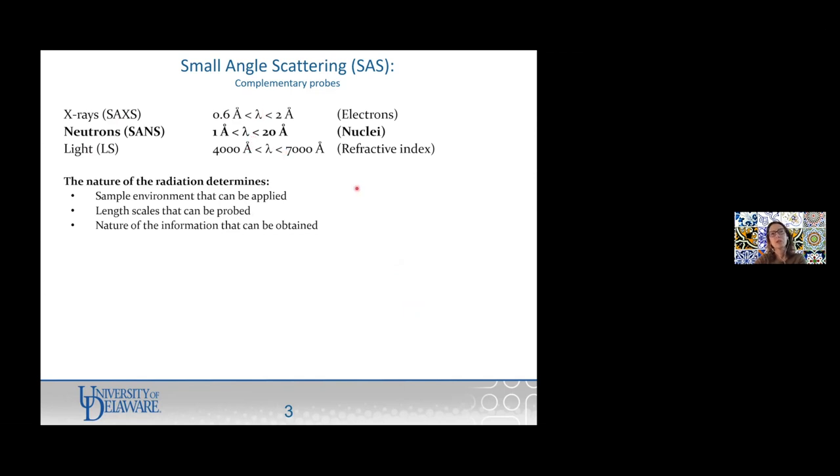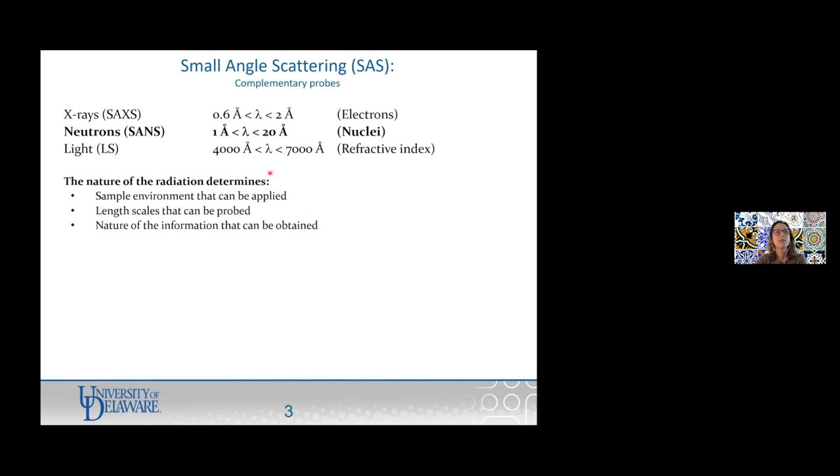Now, of course, also depending on the probe that you use, the exact information that you're extracting, what you're measuring, is not exactly the same. So even though I tell you that it overlaps, the interactions are different. So X-rays are interacting with electrons, neutrons are interacting with nuclei. And with light scattering, you get a signal from differences in refractive index. So you're not quite measuring the exact same thing, even though, of course, your sample is the same.